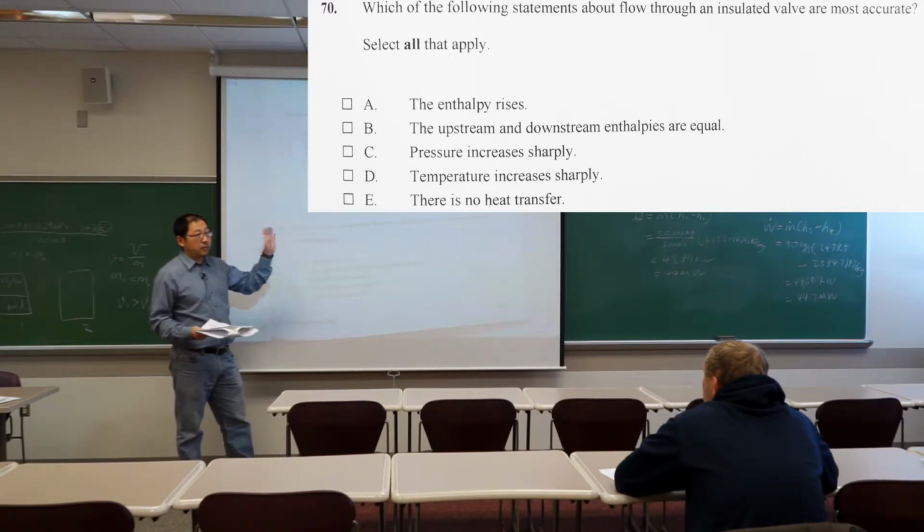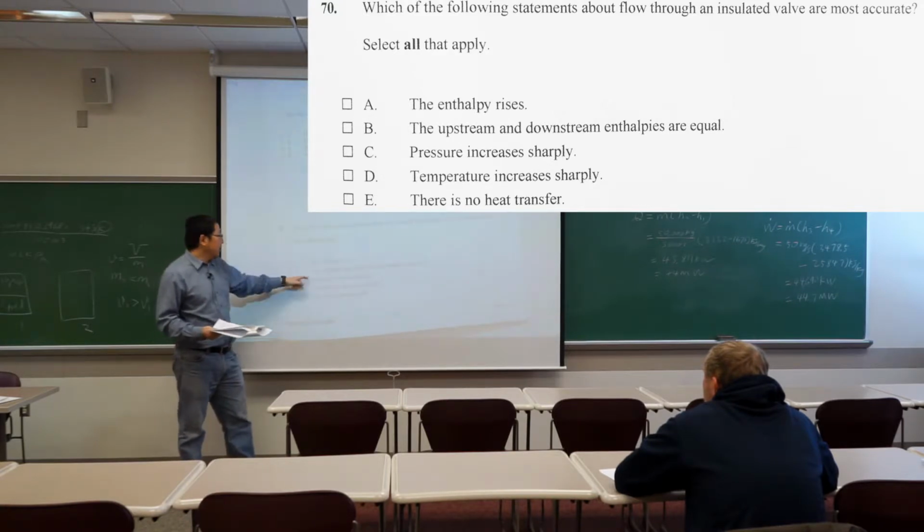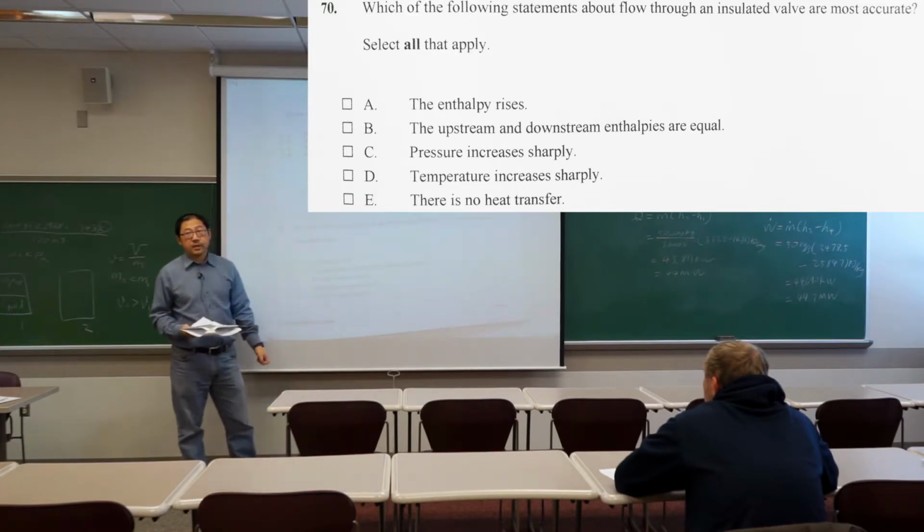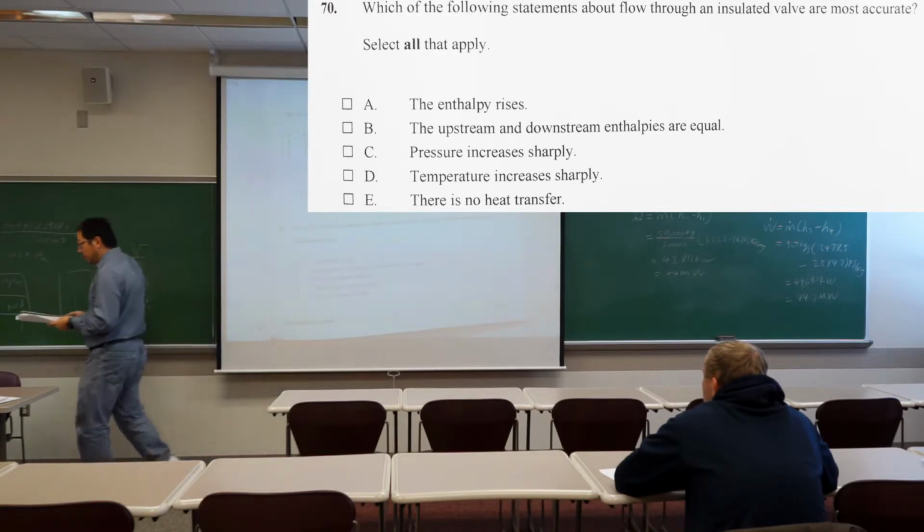It's a flow through a valve. It's insulated, so it's a throttling problem. Enthalpy remains constant, like the expansion valve in the refrigeration cycle, where enthalpy remains constant. So B and E.